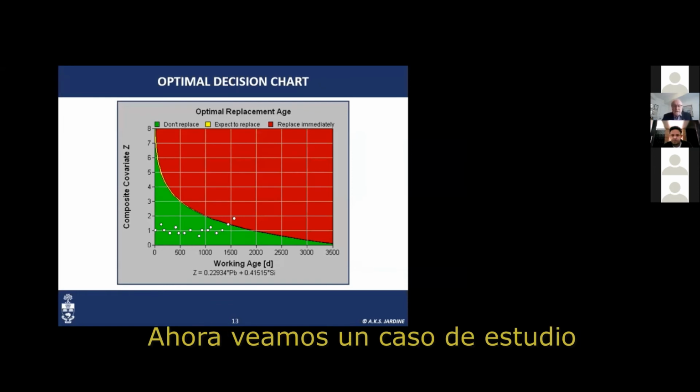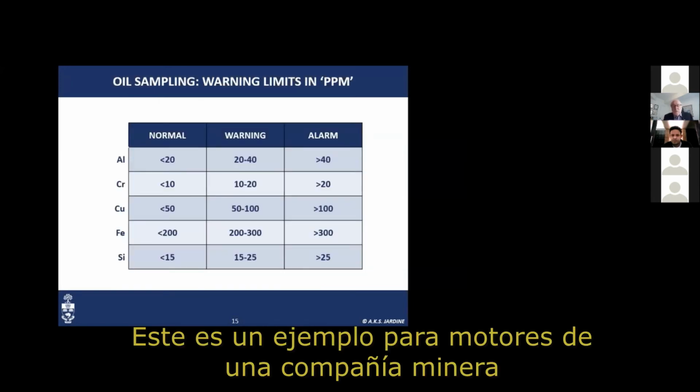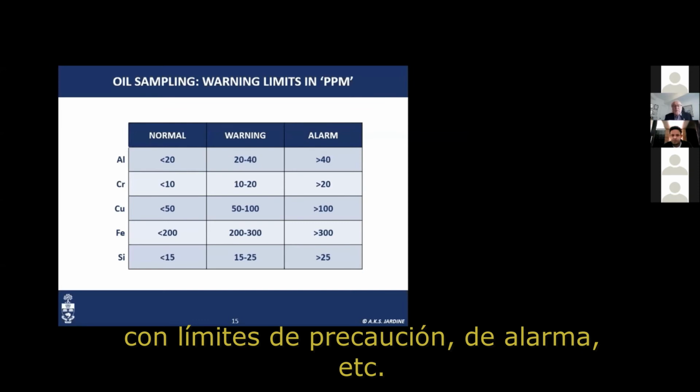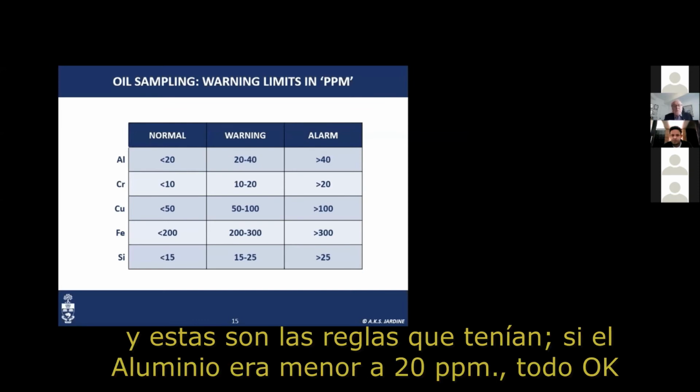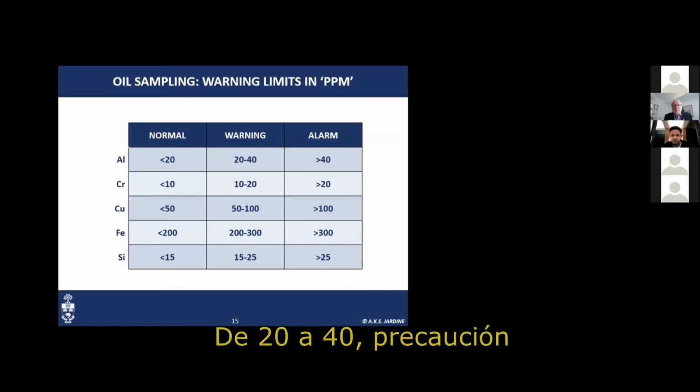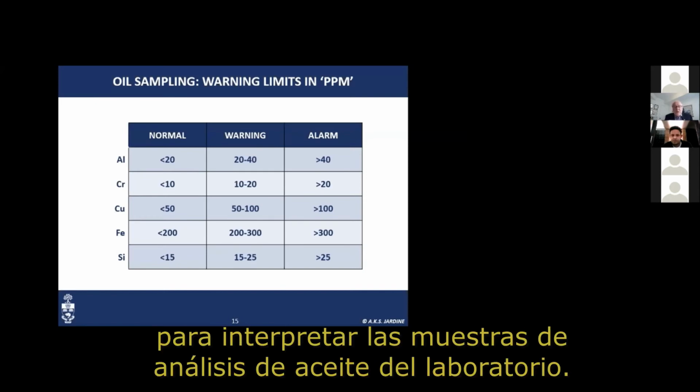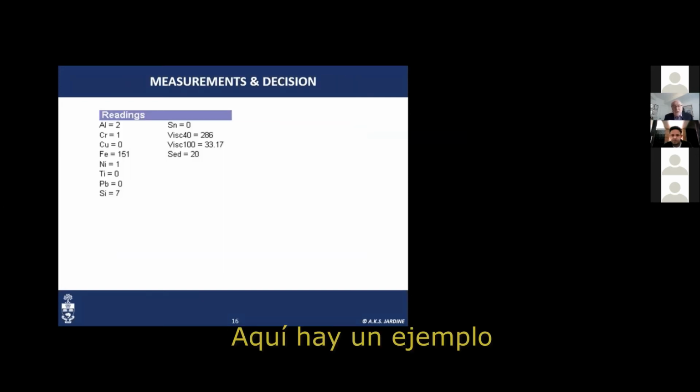So let's look at one case study now. Now, this is an example coming from wheel motors in a mining company, and they were using the standard approach, warning limits, alarm limits, and so on. And that's the rules they had. If the aluminum was less than 20 parts per million, everything was okay. 20 to 40, warning. Above 40, alarm. So these are the rules that were being used in this organization to interpret the measurements coming from the laboratory from oil sampling.